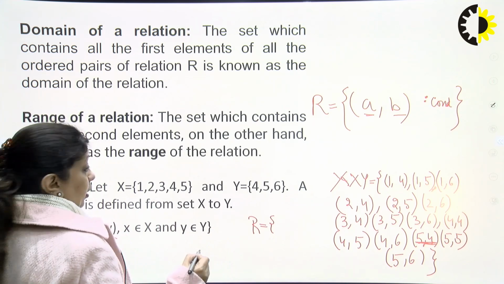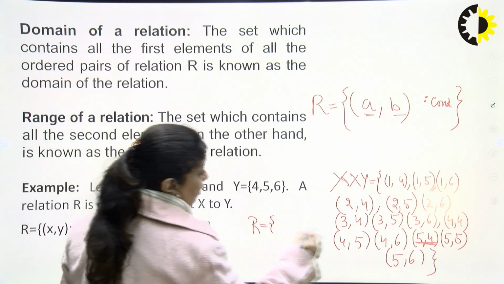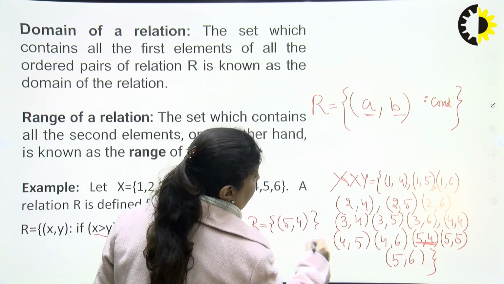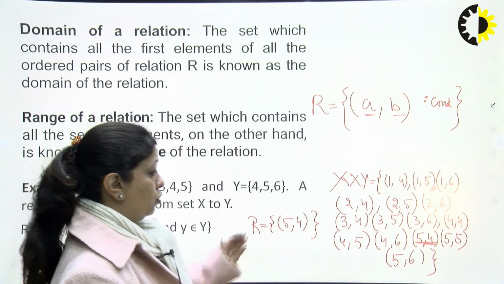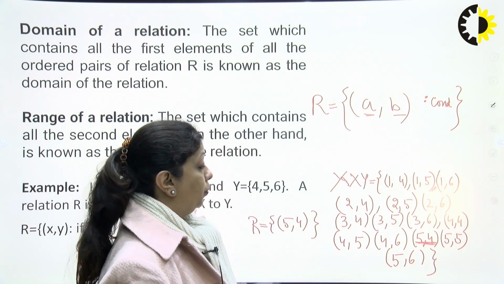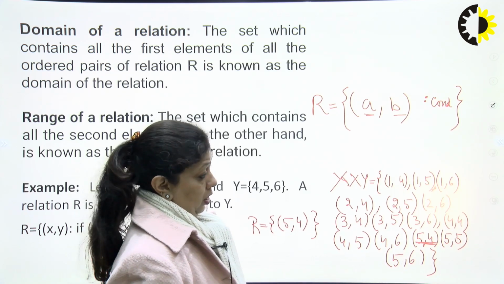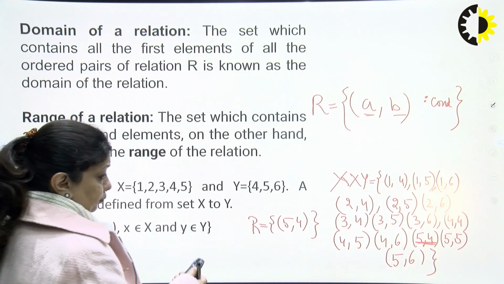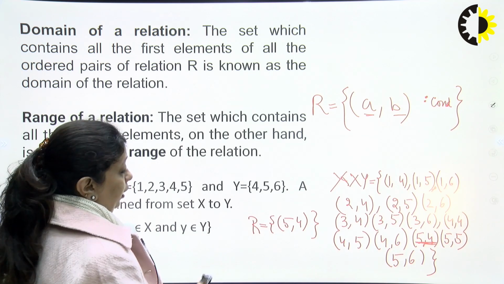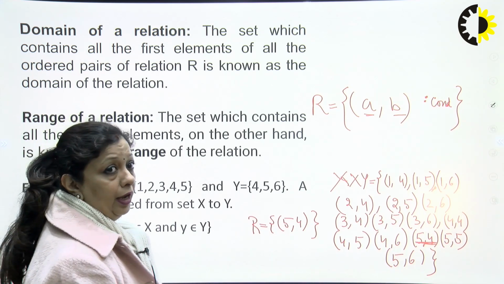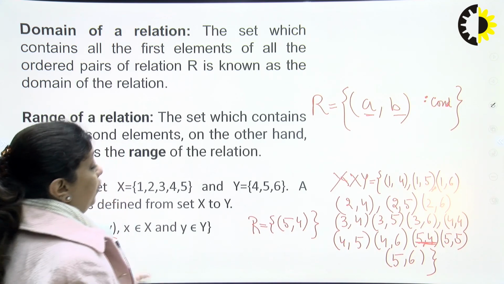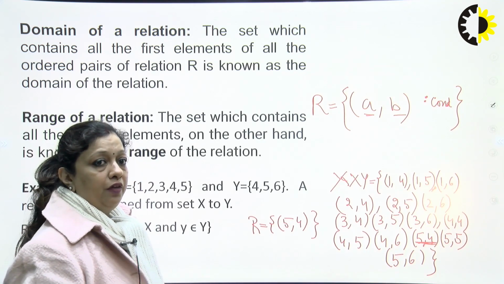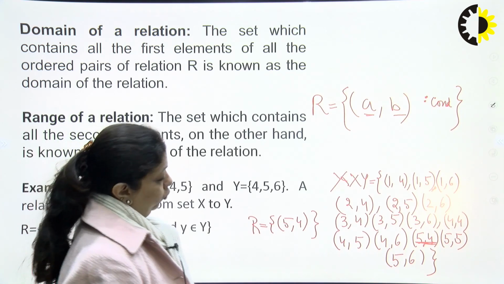So the condition is X is greater than Y. So I'll have only this particular element where the first component is greater than the second component. For the rest of the cases the first component is not greater than the second component. So this is the only pair which I have in relation. So this is how I define the relation. Now if I see what is the domain and range for this relation, the domain will contain only a single element 5 and the range will contain the element 4.